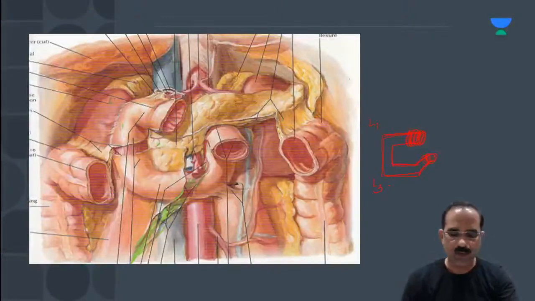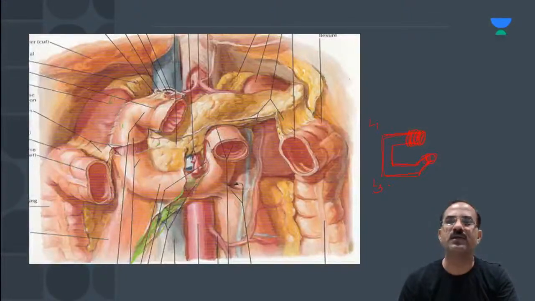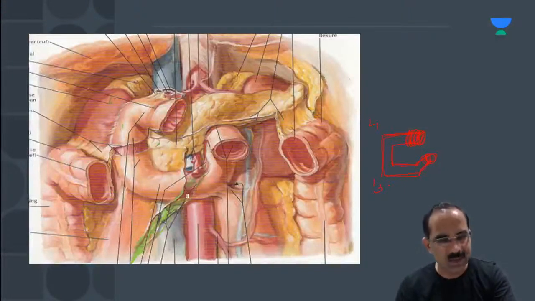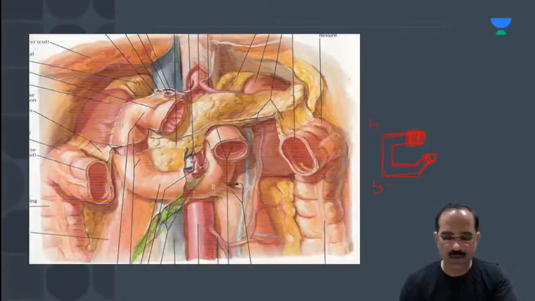Is this clear, students? So third part of the duodenum, look once again, is anteriorly related to the superior mesenteric vessels and the root of mesentery. Now the posterior relation of the third part of the duodenum, have a look.